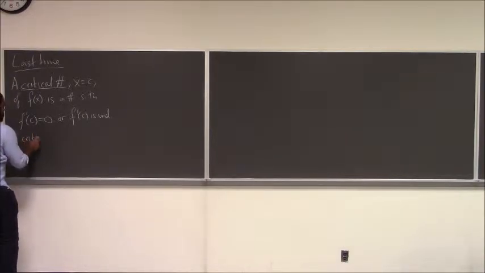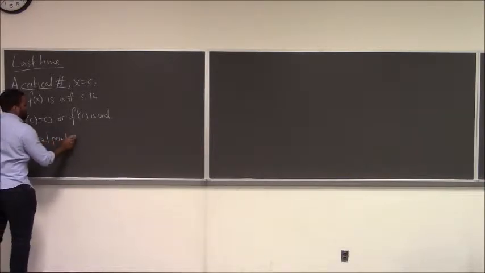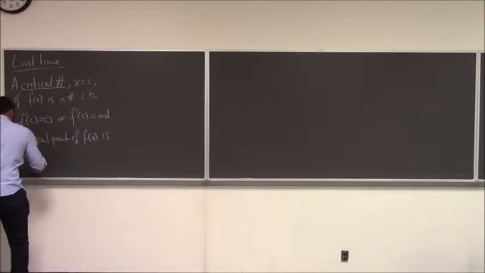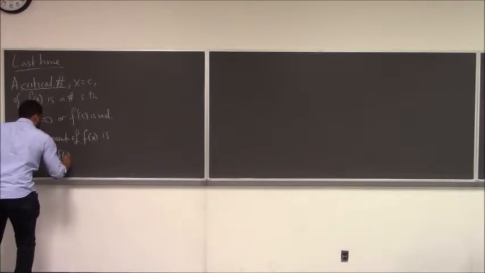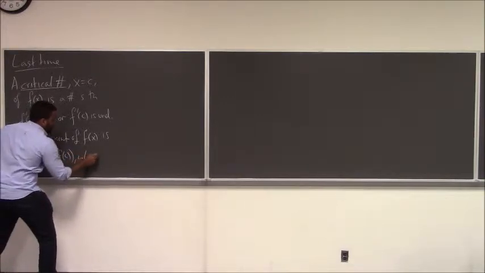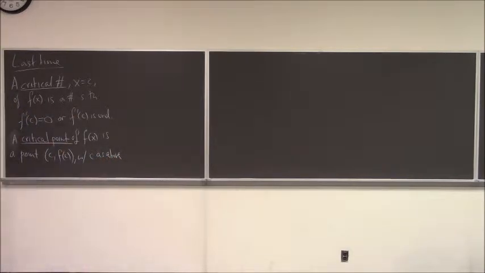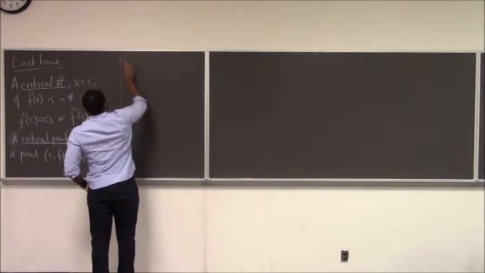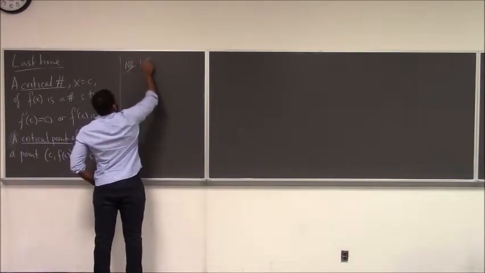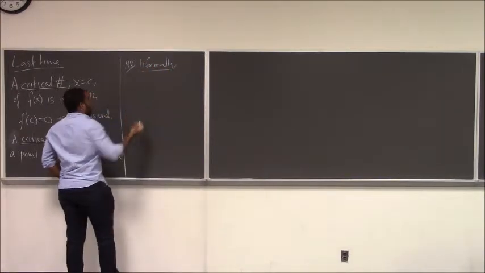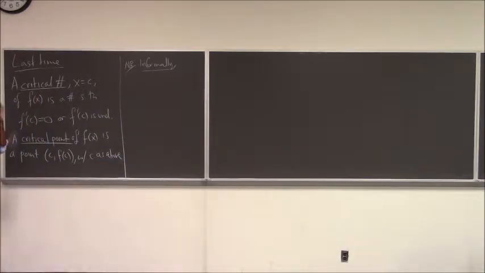A critical point of f(x) is a point (c, f(c)) with c as a critical number. So that's a critical point. Should note, informally, it's kind of not correct to say this, but oftentimes you'll just say the x-coordinate is the critical point. So I might say x equals 3 is a critical point. It's not really the point, but it implies the point.